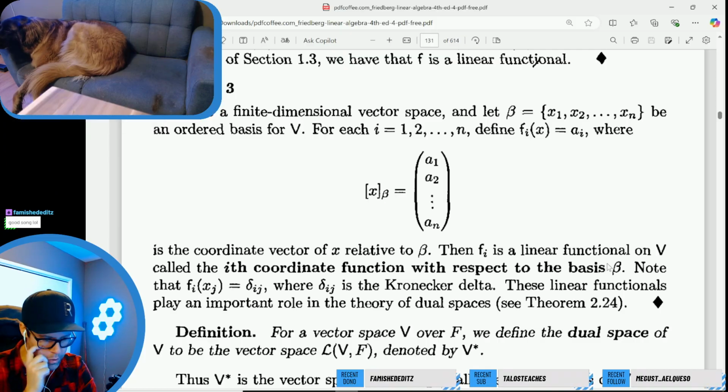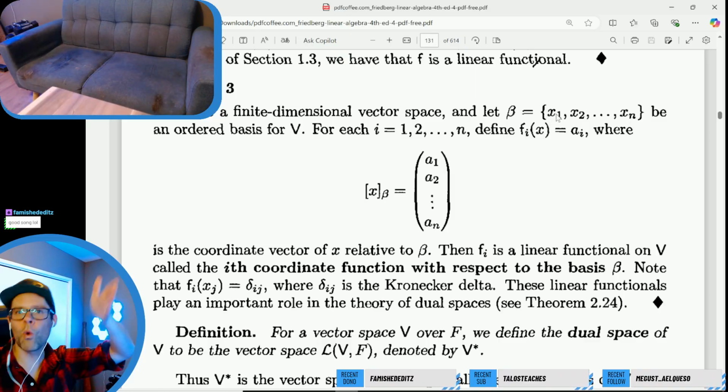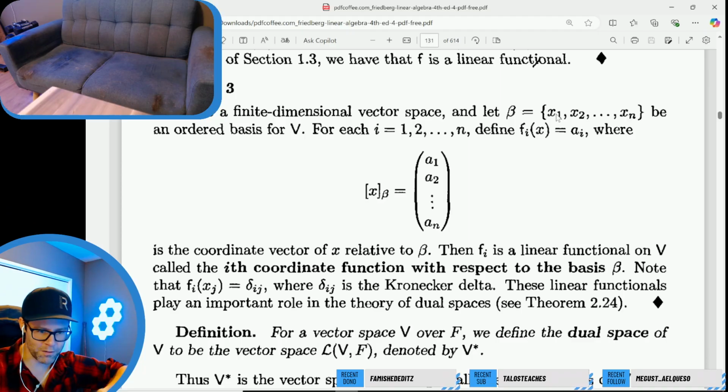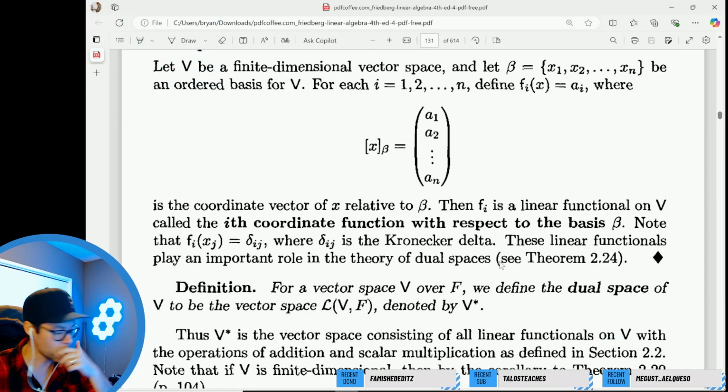Okay, so they say, note that f_i evaluated at x_j, where x_j is one of our basis vectors, is really just the Kronecker delta function. So it's going to be 1 when i and j are the same, because these coordinate vectors are in terms of this basis, right? It's going to be 0 everywhere else. Okay, so these linear functionals play an important role in the theory of dual spaces.